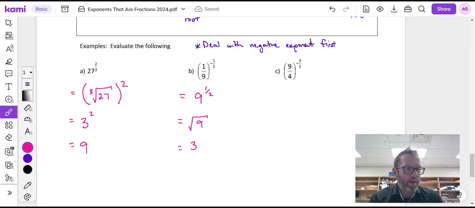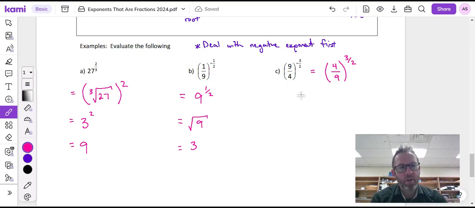Now, a question like part C has basically everything we've done working with exponents up to this point. The exponent is negative. It's also a fraction, and the base is a fraction. But again, let's just systematically go at this. We have a negative exponent. We'll deal with that first. We know how to do that. We just flip and change the exponent to 3 over 2.